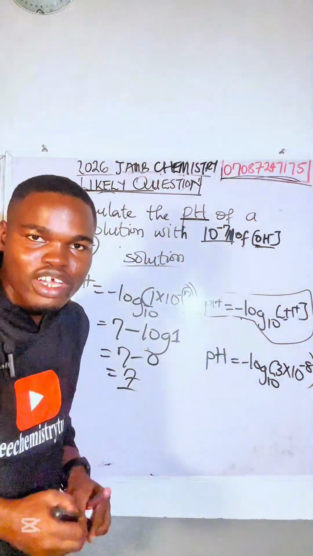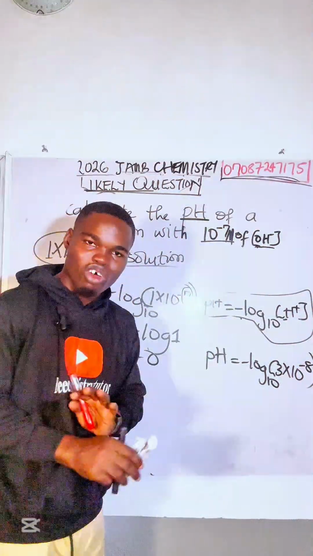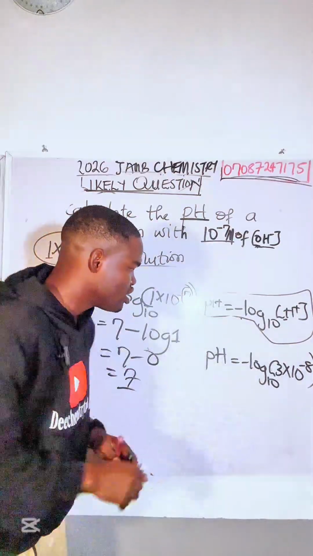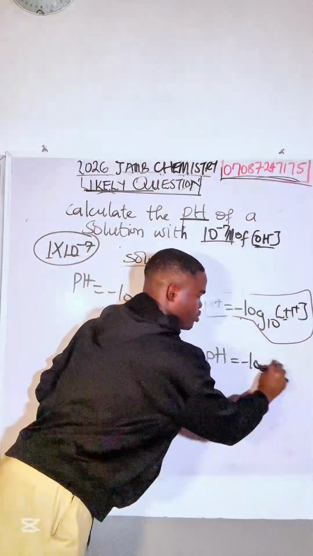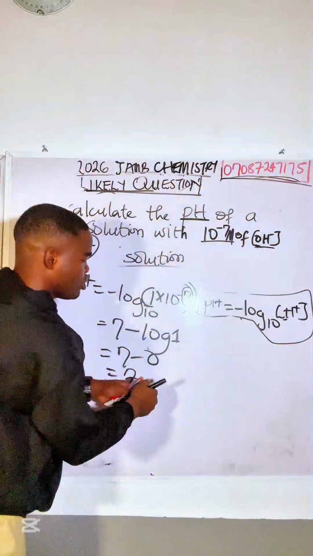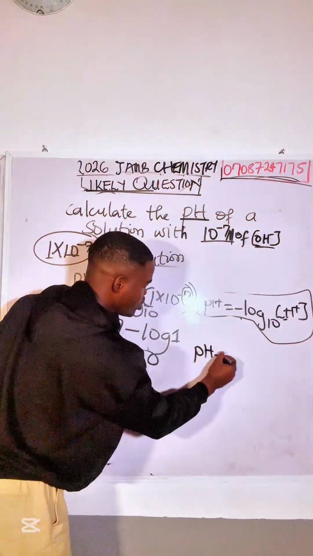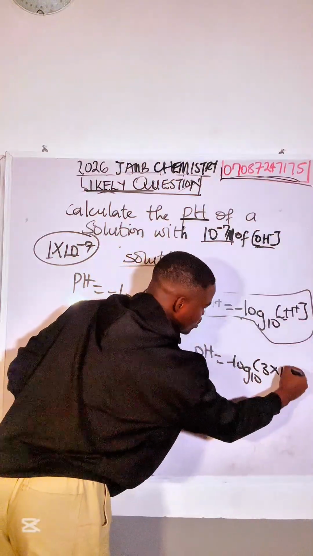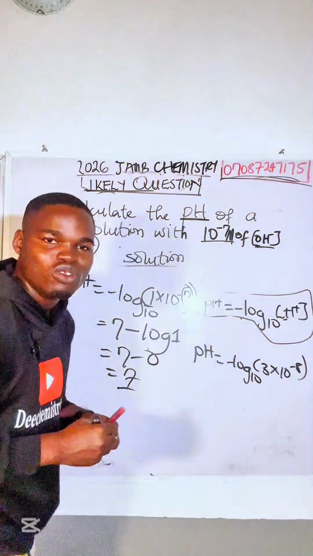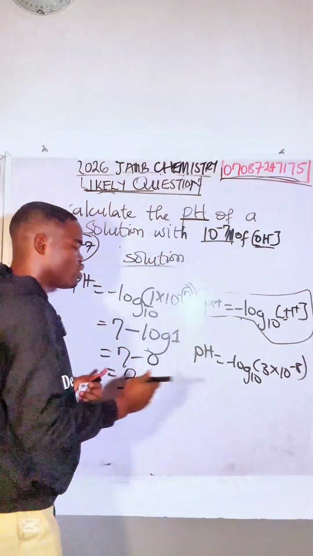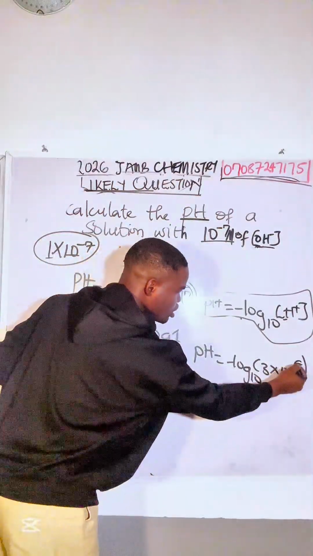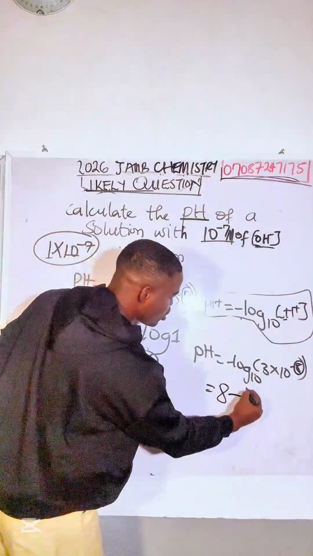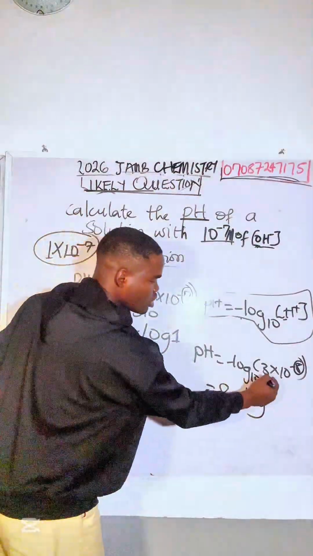What did I tell you? The rule is simple. Just don't solve anything. Once you have something like pH equals minus log 10 of 3 times 10 raised to the power minus 8, do not waste your time. Just carry what is here, 8. Is it not 8? 8 minus log what is here? 3.